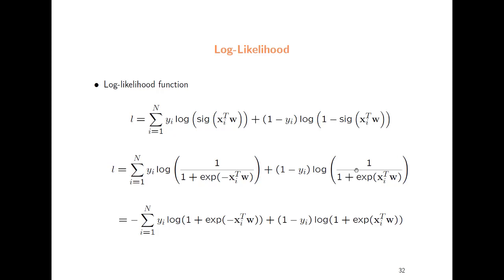And then we write this expression, so log of something to the power of -1 is minus the log. So we can get rid of this fraction over here and over here as well. So we get minus the sum over yi log of 1 plus e to the minus argument plus 1 minus y times log of 1 plus the exponent of the argument.